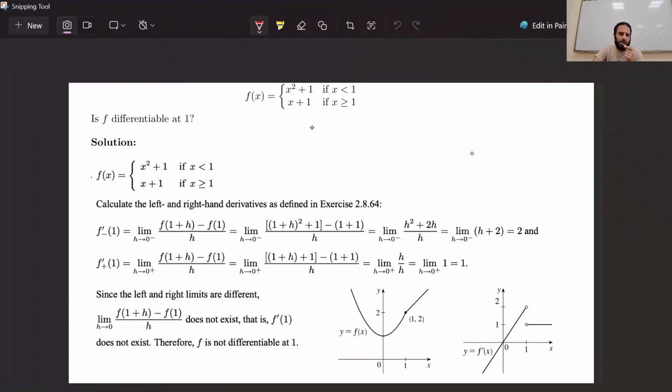Let's see here. Now f prime of x equals what? Each rule, forget about at x equals 1. The first one is 2x, for x less than 1. The other one, 1, right?